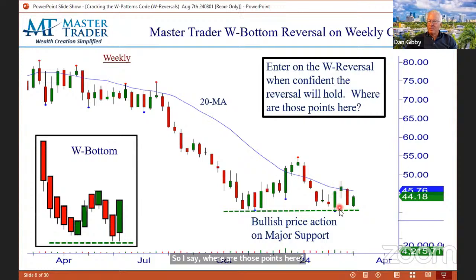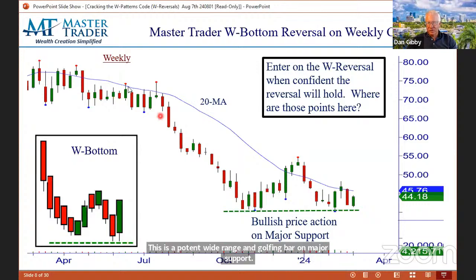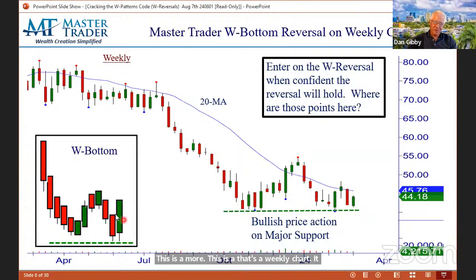This is a potent wide range engulfing bar on major support. It's a weekly chart, it doesn't matter, but this is a longer first W. So buying over just one bar, I would do it. I would say take a half lot without a doubt. Stop under the low. Let's see what happens.